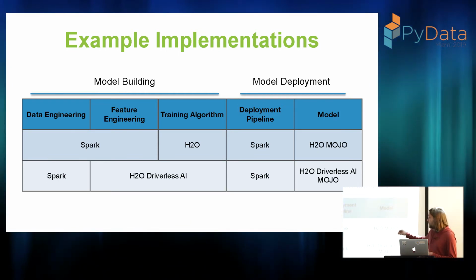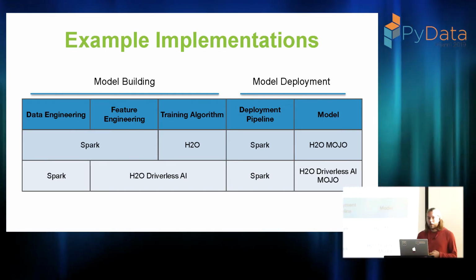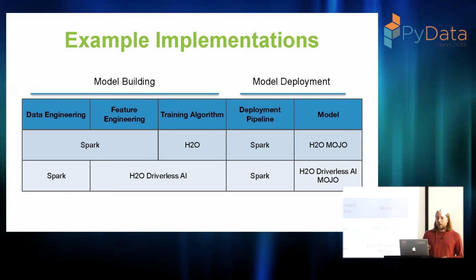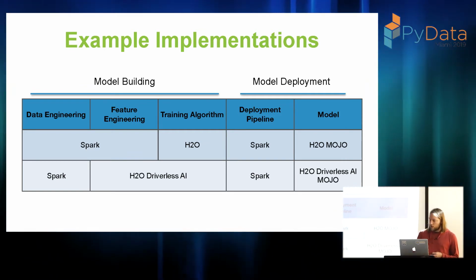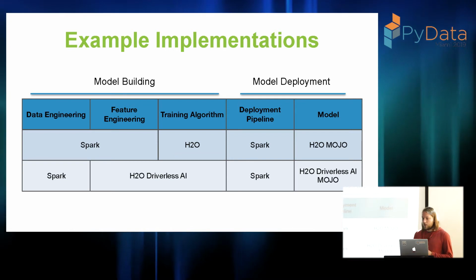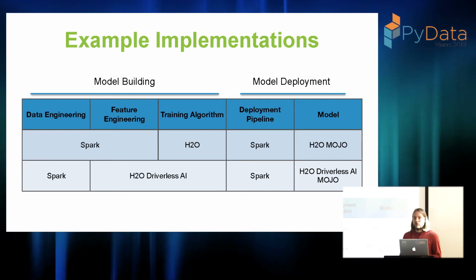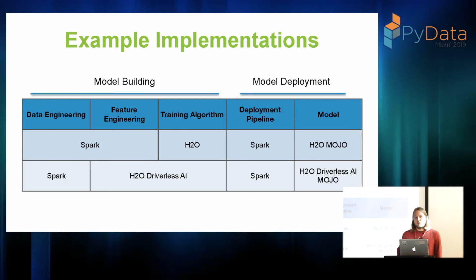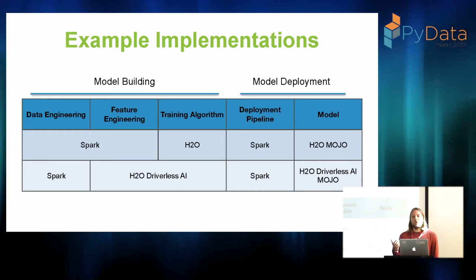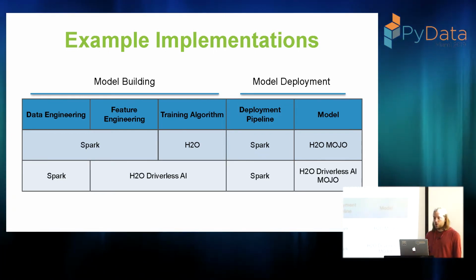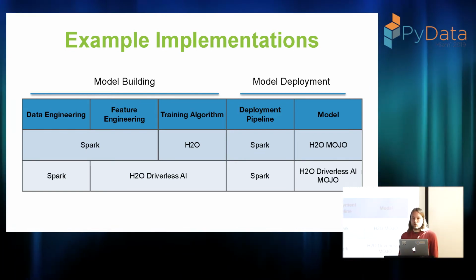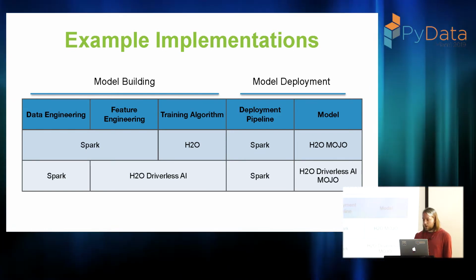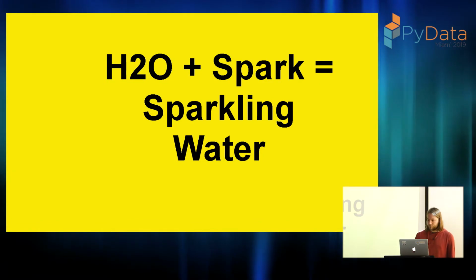The second implementation will use Driverless AI, again in a Spark environment, but I will get to that later. In both implementations, we will deploy the pipeline in the form of a Spark pipeline, and we use two different artifacts for the model. In the first implementation, H2O MOJO. In the second variant, H2O Driverless AI MOJO. What is that? I will get to that later as well.